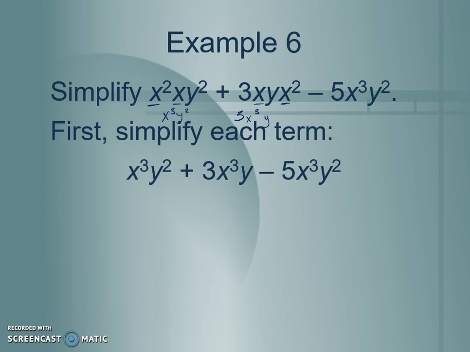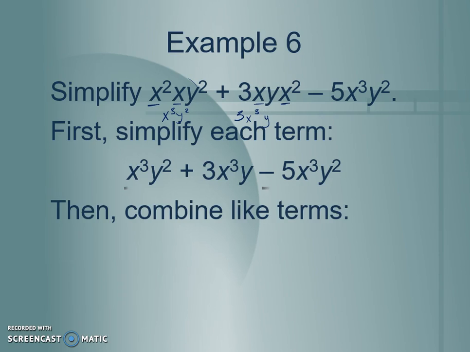So we can go ahead, this is what it looks like once we've simplified each term. So this term has been simplified, this term has been simplified. Then we can go ahead and combine our like terms. So, if you think way back to chapter 1, when we had like terms, they were identical. We have x to the third, y to the second, and x to the third, y to the second. That means there's like a 1 here, so we're saying 1 x to the third, y to the second, minus 5 x to the third, y to the second.